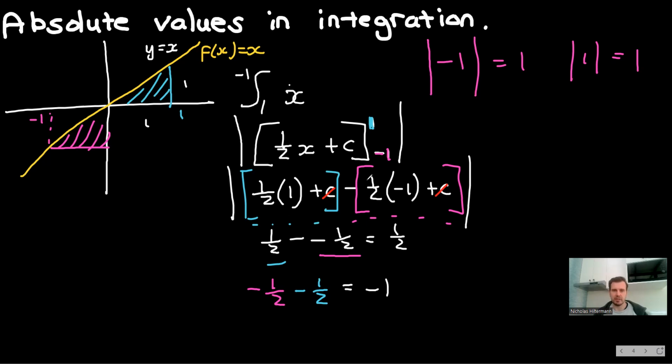So if I'd swapped it around, and I have the absolute value here, nothing changes except this minus 1 becomes 1. And so I still get my correct answer of an area of 1. So that's why absolute values are so important, because you can go the other way around.